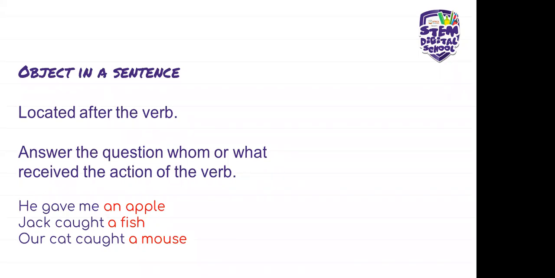Okay. Any questions regarding the object of a sentence? Like I said, I am going to explain to you when we do the exercises. Every one of them I will explain to you. Okay.